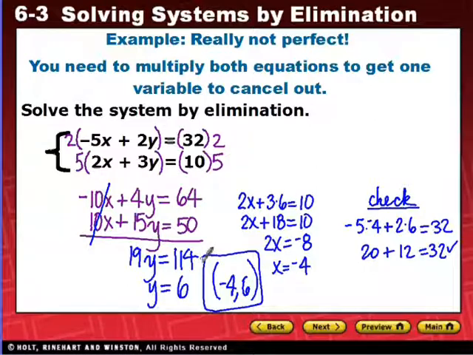We're going to stop there. We will use elimination on some word problems Monday in class, but we're going to hold off for now.